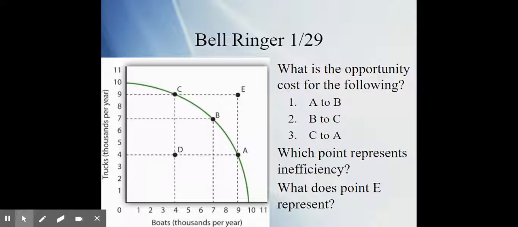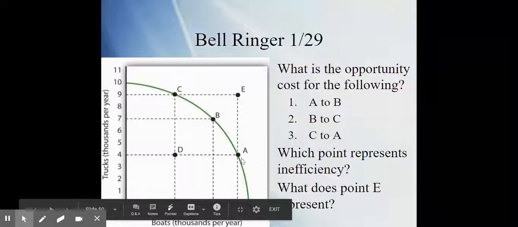What is the opportunity cost from the following? A to B, B to C, C to A. I'll show you how to get the first one. We're going to go from A to B. We're going to look at what we are losing.